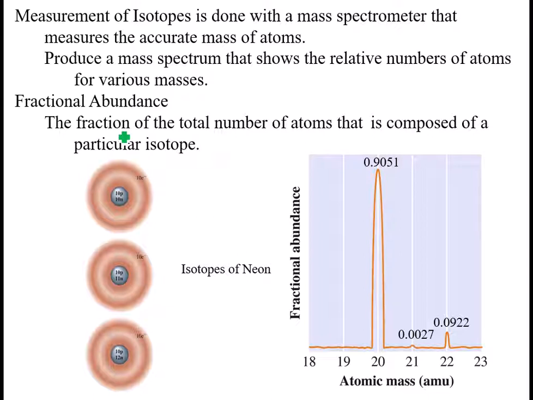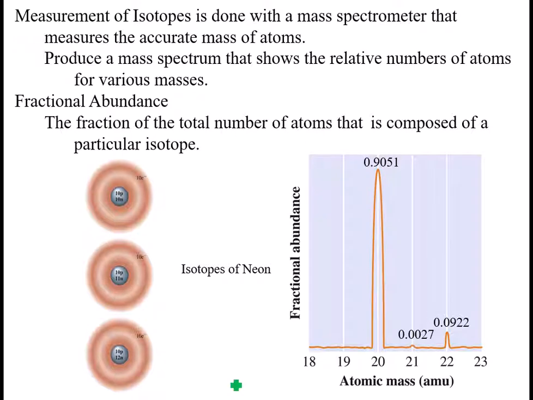Now, this is fractional abundance. I can also have percent abundance by simply multiplying each one of these by 100. So as fractional abundance, these have to add up to be 1. As percents, this would be just multiplied by 100, so 90.51, 0.27, and 9.22. And when I add those up, you'll see that if I do it with the decimal place, it'll add up to be 1. If I do it with the percents, it adds up to be 100.